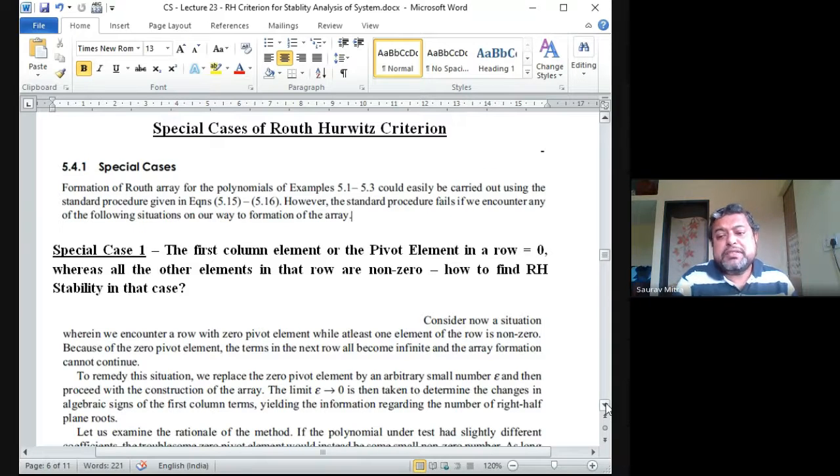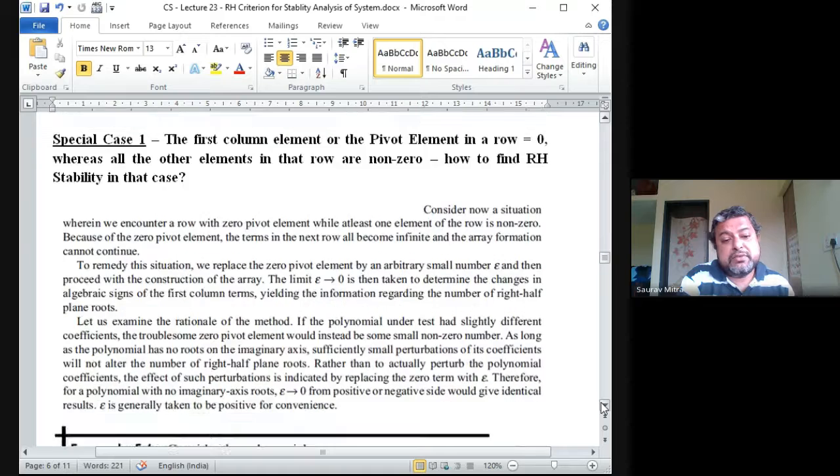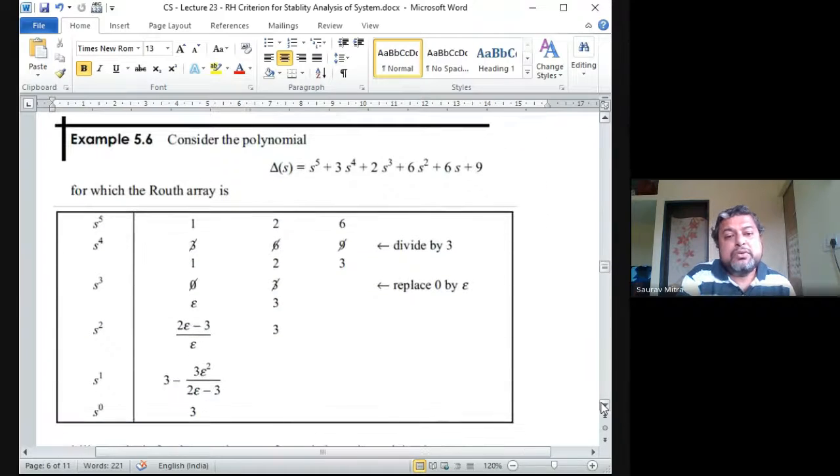While forming this table, we will find that the first column element or the pivot element in a row is 0. Okay, so as long as you are not solving the numerical, you will not understand. Whereas all other elements in the row are non-zero. Then how to find the RH case? So let us see what the numerical is. So this numerical you have to remember. If this theory is asked for 10 marks, you have to solve this numerical and explain when we will get stuck. These two are special cases. That means we will get stuck, and then how to come out of it.